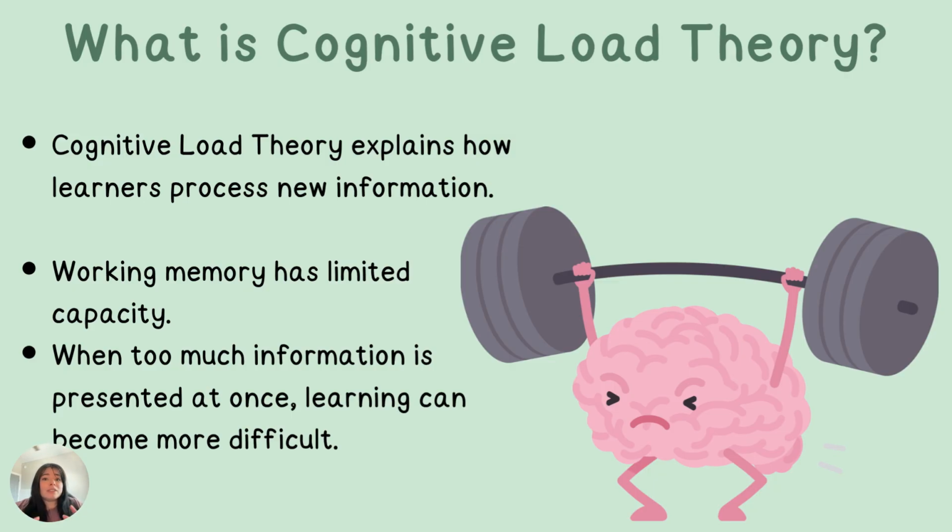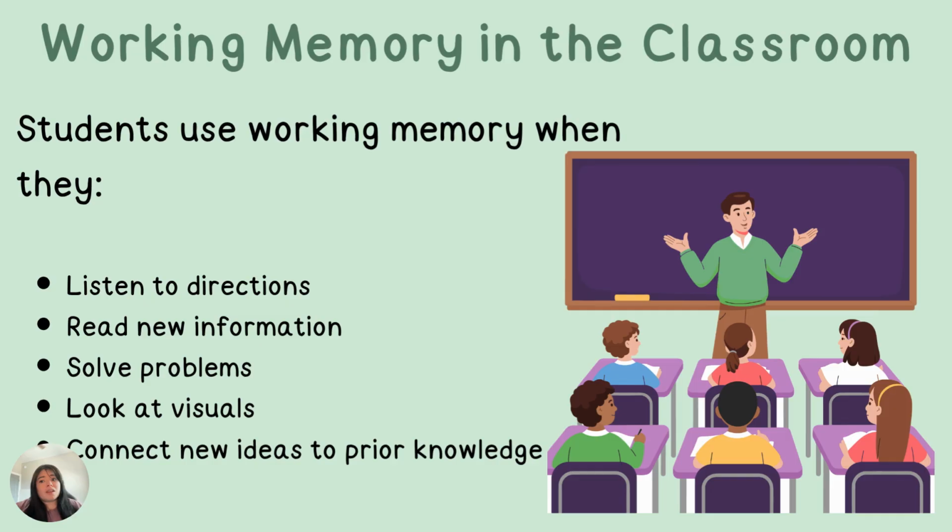Cognitive load theory, or CLT, explains how learners process new information. One of the main ideas behind this theory is that working memory has a limited capacity. This means students can only hold and process a certain amount of new information at one time. When too much information is presented at once, students may become overwhelmed, which can make learning more difficult.